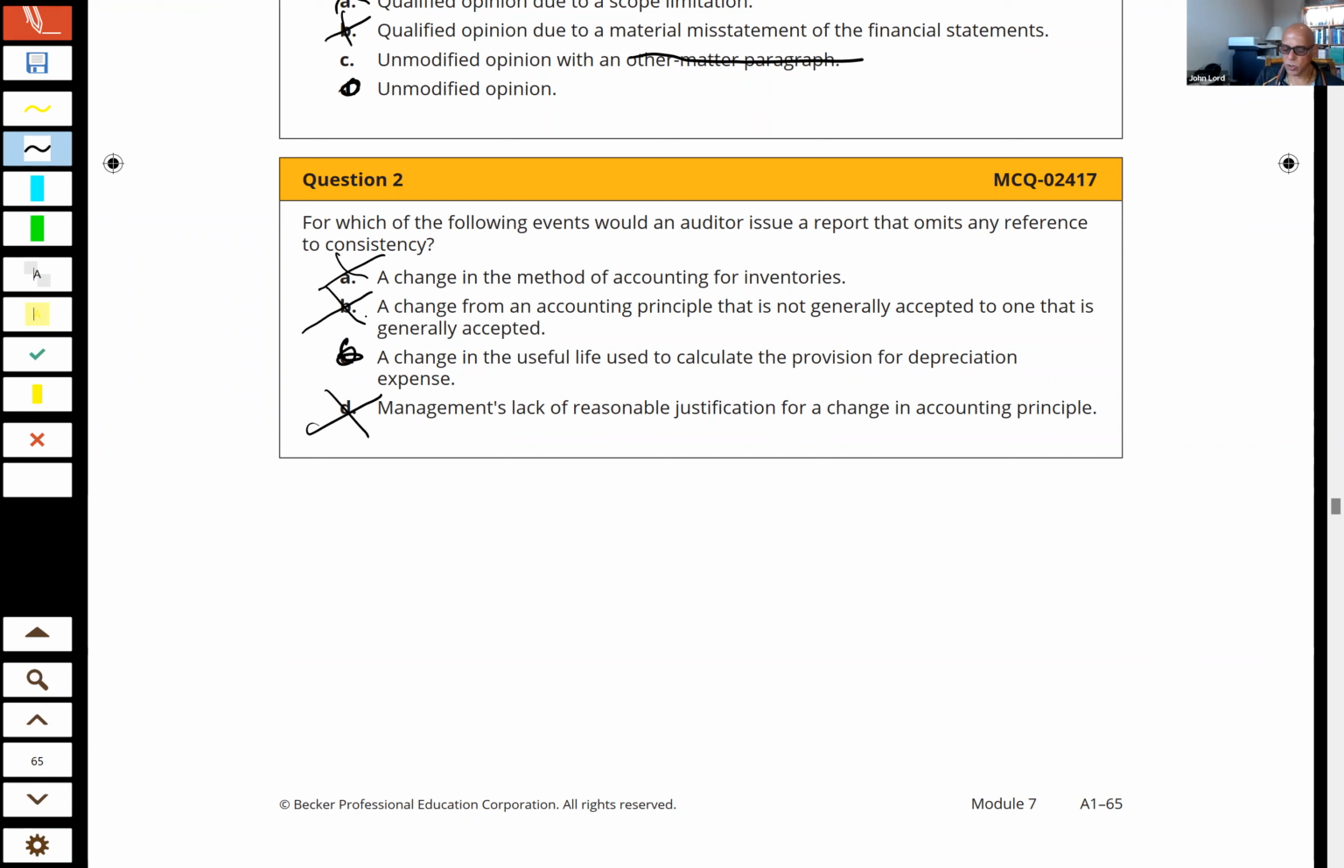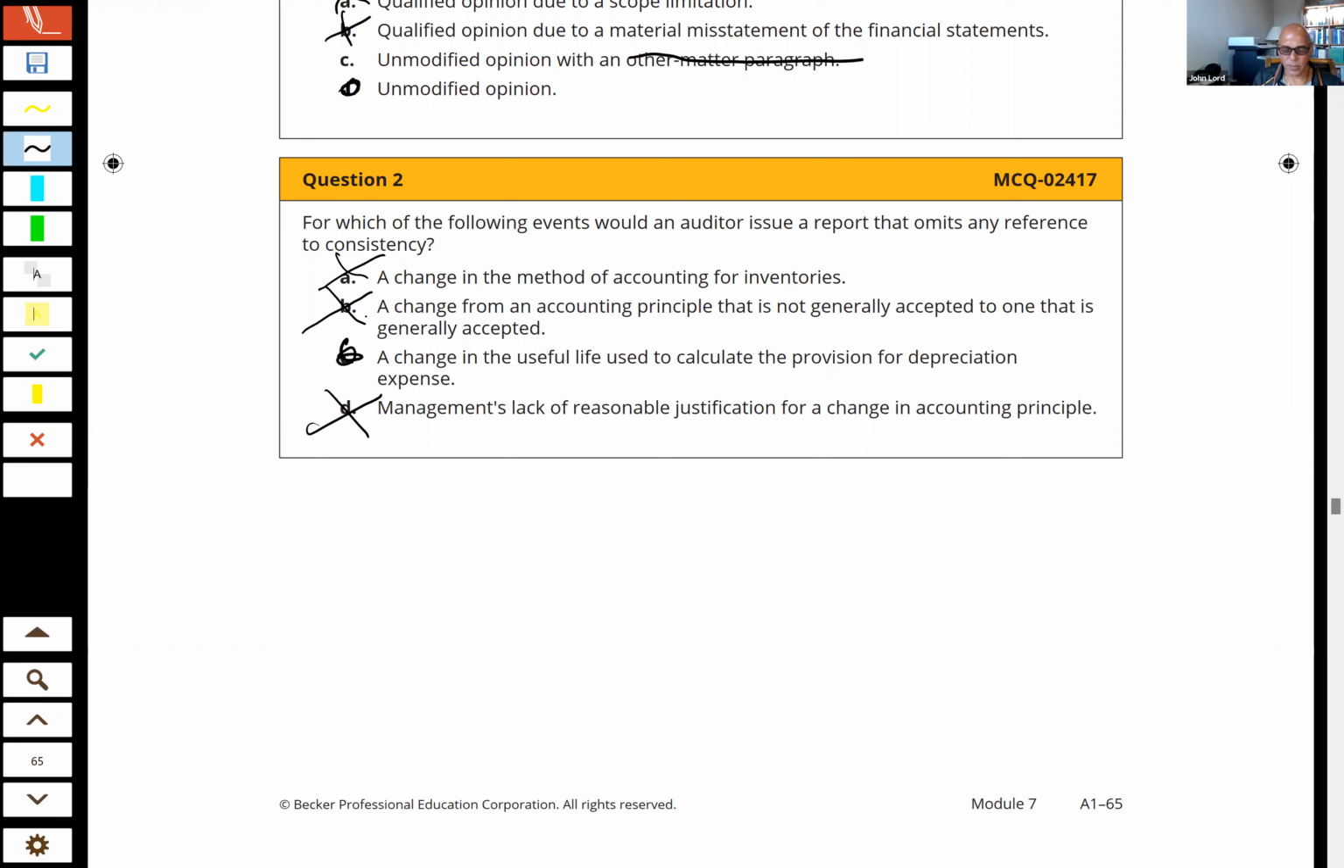Okay, change in the useful life used to calculate the provision for depreciation. Yeah, that was exactly what we talked about. If you were depreciating something over 10 years, and now you're saying, hey, it only actually has a 5-year life, that changes the estimate. There does not need to be anything mentioned in the auditor's report for that. The reason being, guys, if every time we had to modify our audit report for a change in accounting estimate, we'd probably be providing an emphasis of matter every single year.